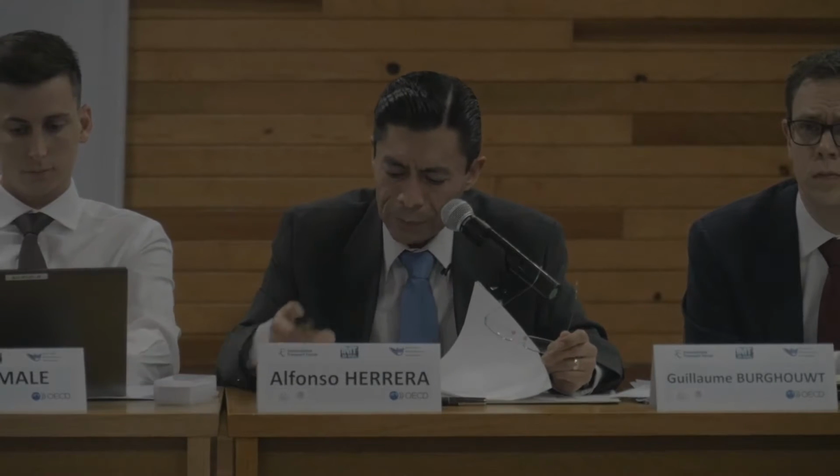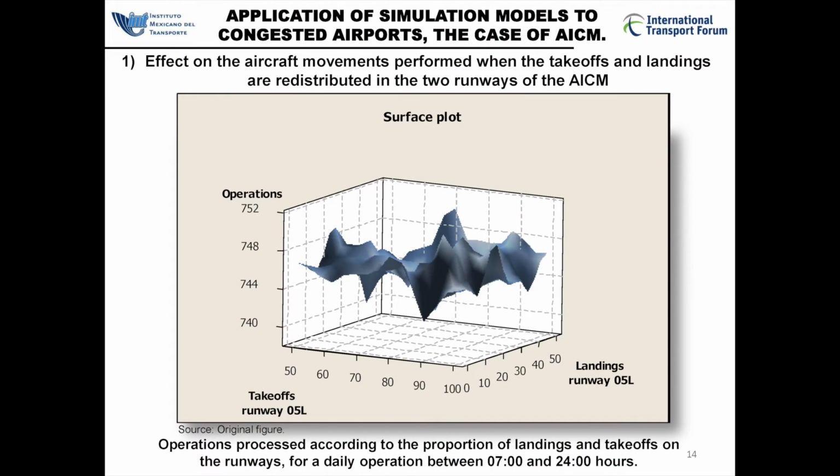The results are represented here in a 3-dimensional system. The percentage of landings on the runway 05 left is represented on the y-axis, the takeoffs percentage on the same runway on the x-axis, and the total operations processed in the 2 runways on the z-axis. Although the percentages of takeoffs and landings on the runway 05 right are not indicated in this figure, their values are implicit in those assigned to the runway 05 left.